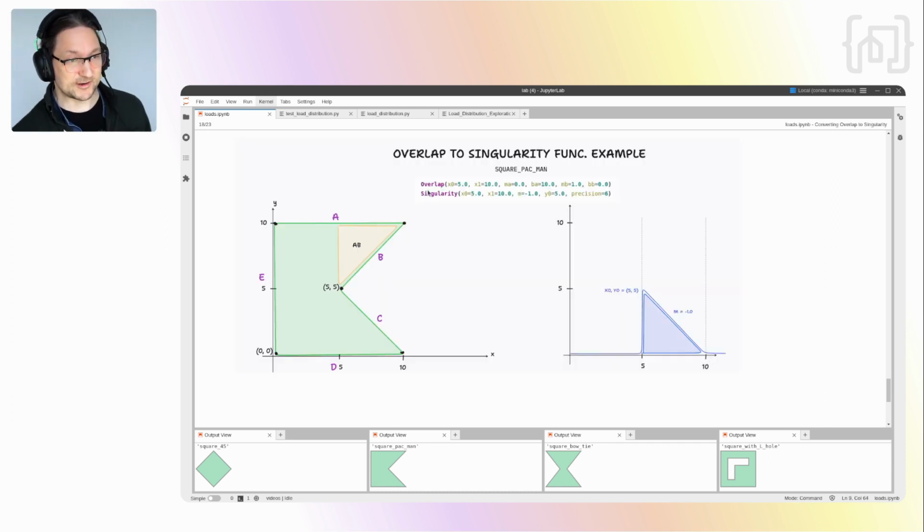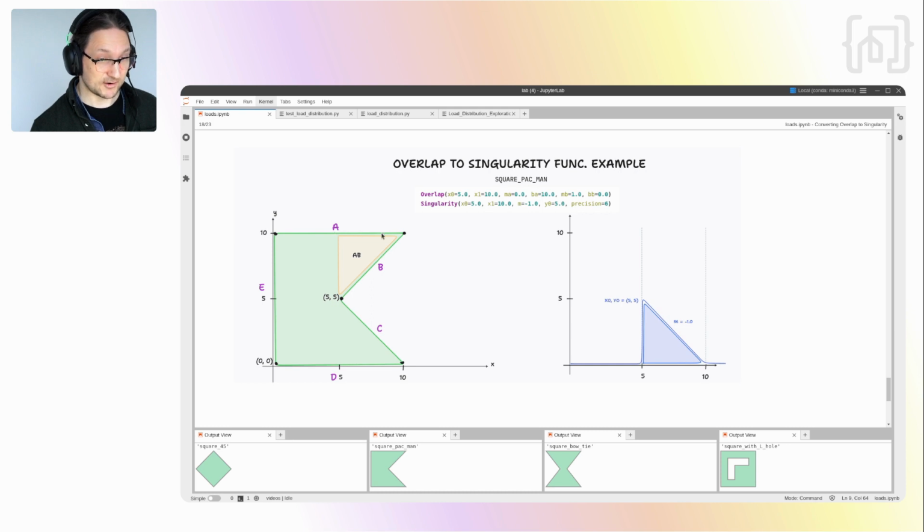So for the square Pac-Man shape, I've got this region here that I'm looking at, the A overlapping B. So A overlaps B at x naught, x equals 5. It ends at x equals 10. The slope of A is 0. The slope of B is 1. And the y-intercept of A is 10, and the y-intercept of B is 0. The resulting singularity function would look like this. X0 is at 5, x1 is at 10, the slope here is negative 1, and the y0 value is 5. This is a representation of the singularity function here.